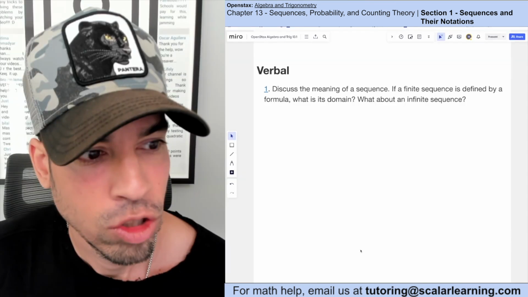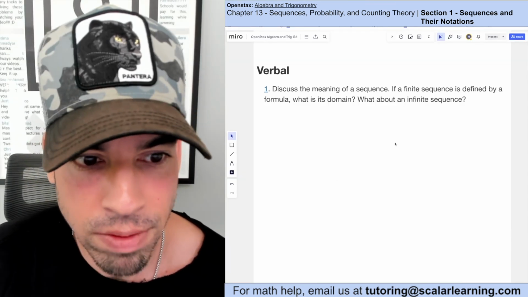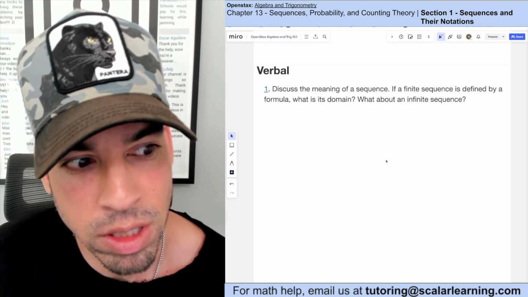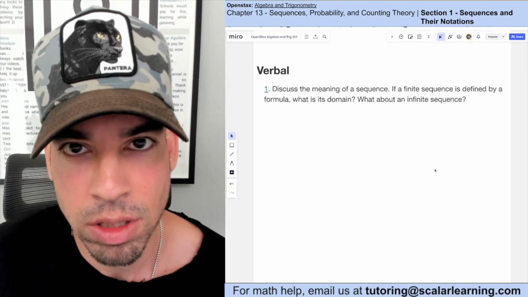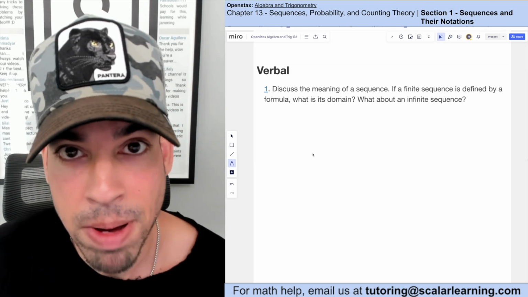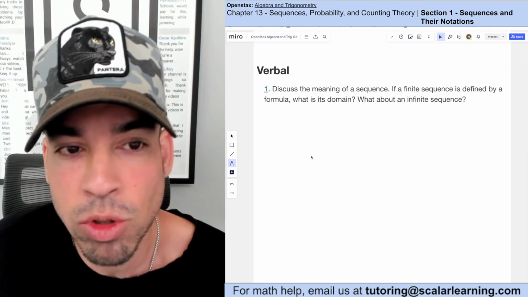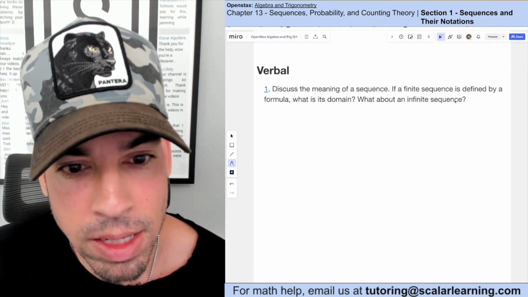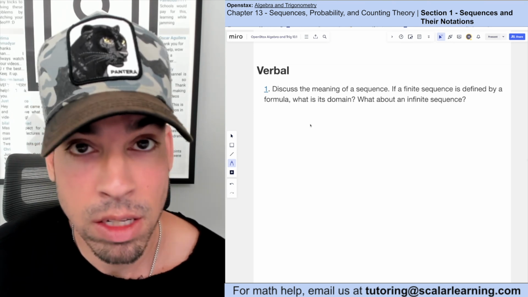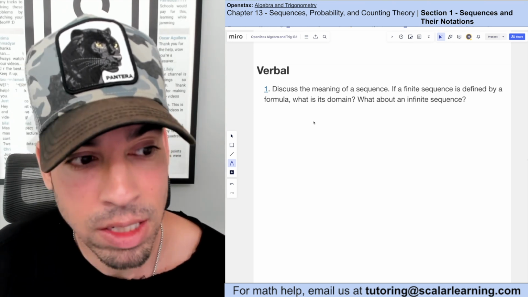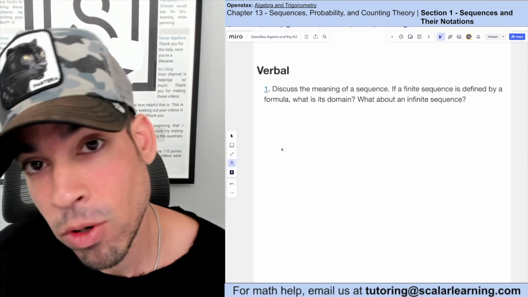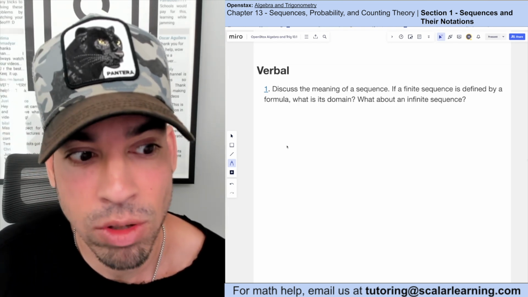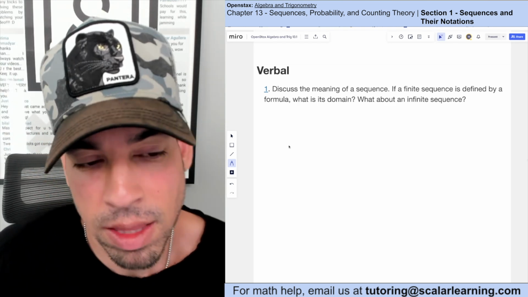Let's do it. For question number 1, it says, discuss the meaning of a sequence. If a finite sequence is defined by formula, what is its domain? What about an infinite sequence? When I think about a sequence, I think about a pattern of numbers that follows some sort of formula. If it's a finite sequence, the domain is whatever is defined in that finite sequence, like going from the first term to the 10th term. So it's going to be defined by that boundary.